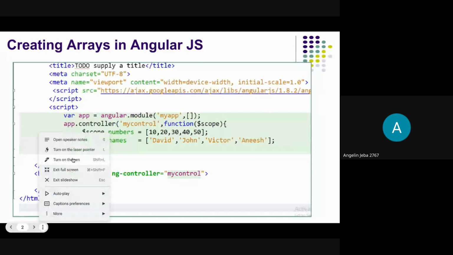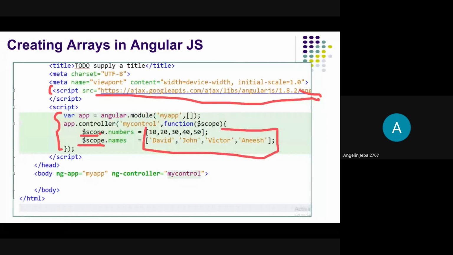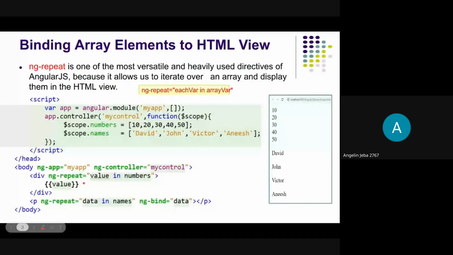Here, in the script tag, we can mention the AngularJS code. There are two variables here: one is $scope.numbers and the other is $scope.names. We have given them in square brackets, which is what we should mention for arrays. And here we have ng-controller="myCtrl" and ng-app="myApp". So how do we bind it? Using ng-repeat.